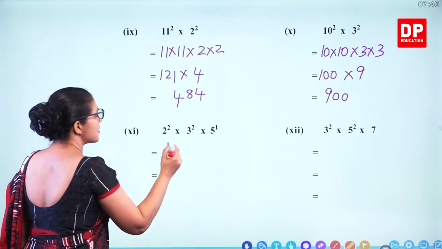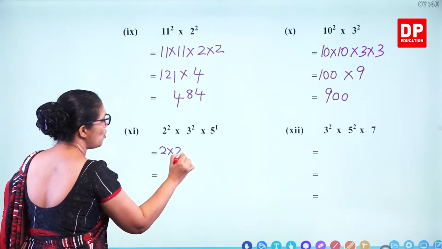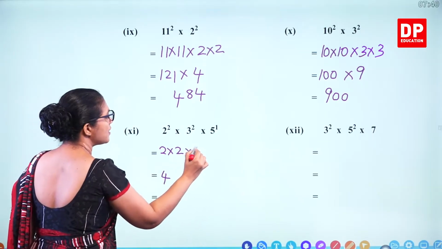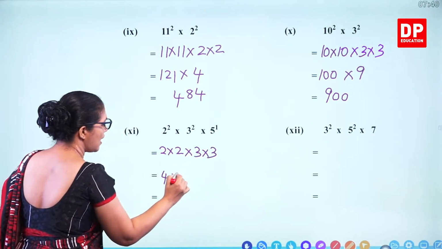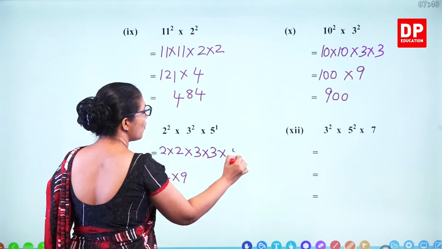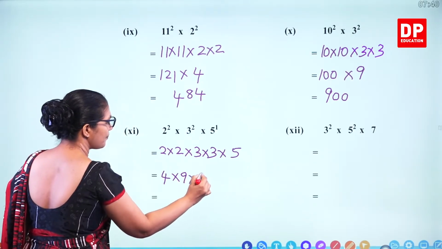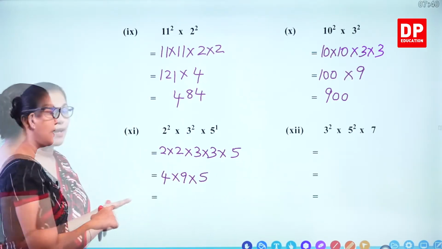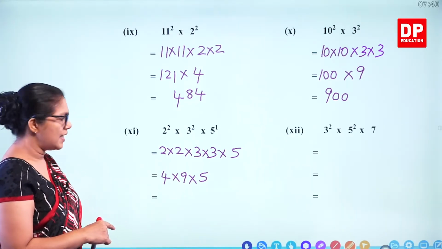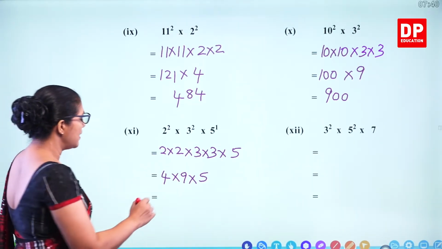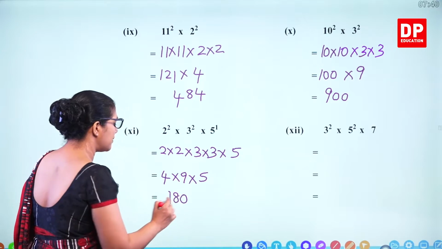Now 3 numbers. So same thing. 2 times 2, you get 4. 3 times 3, you get 9. 5 only once. So you get 4 times 5, 20. 20 times 9, 180.